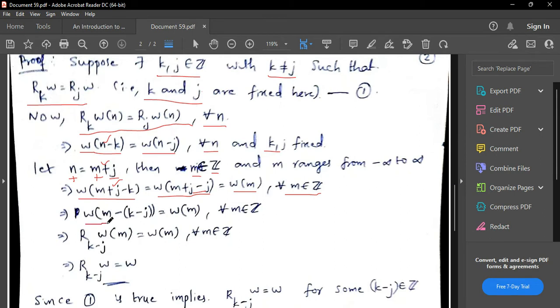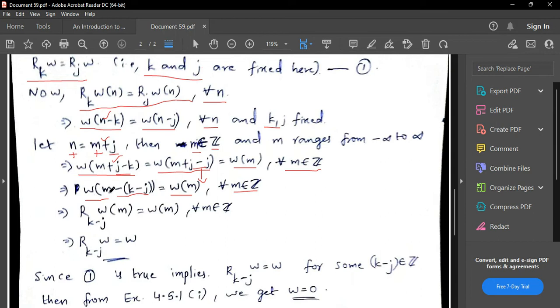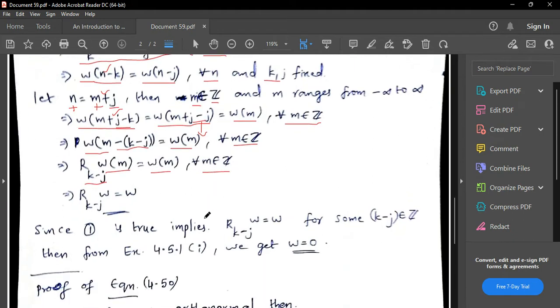That is, w of m minus (j minus k) can be written as w of m minus of (k minus j), and is equal to w of m for all m belongs to Z. So what is this, w of m minus (k minus j)? It is r_{k-j} applied to w, which will be equal to w of m for all m belongs to Z, and thereby we can write r_{k-j} w is equal to w.